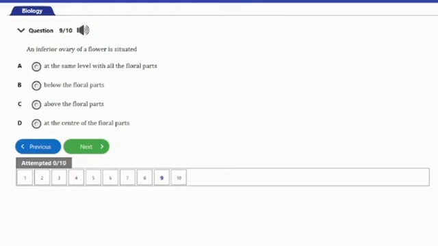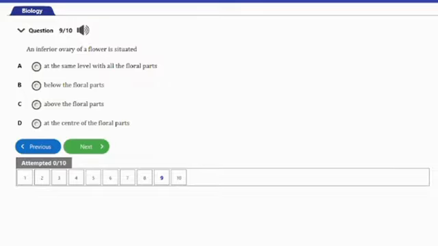That's question number 9 here. It says, an inferior ovary of a flower is situated A, at the same level with all the floral parts, B, below the floral parts, C, above the floral parts, D, at the center of the floral parts. So guys, the answer to this question is option B here, below the floral parts. And that's it for that question.